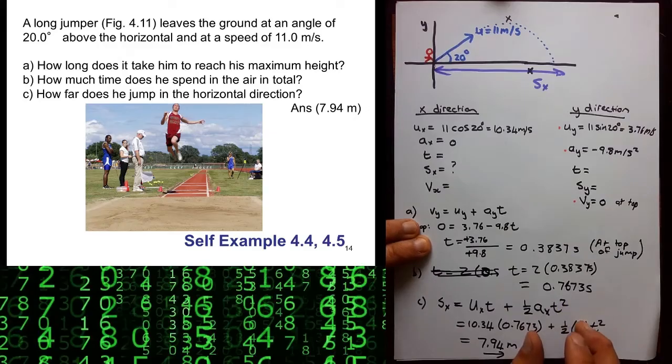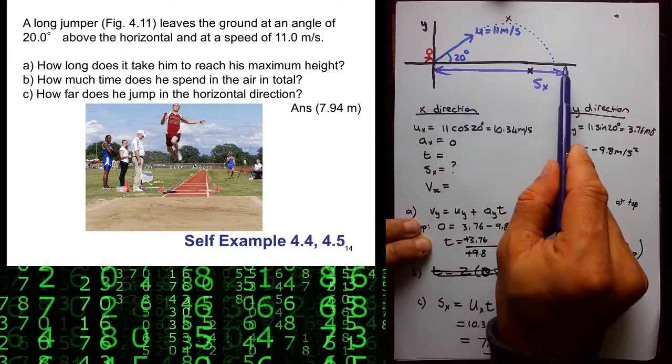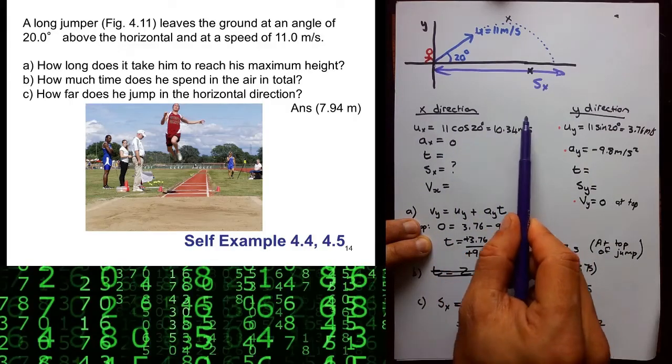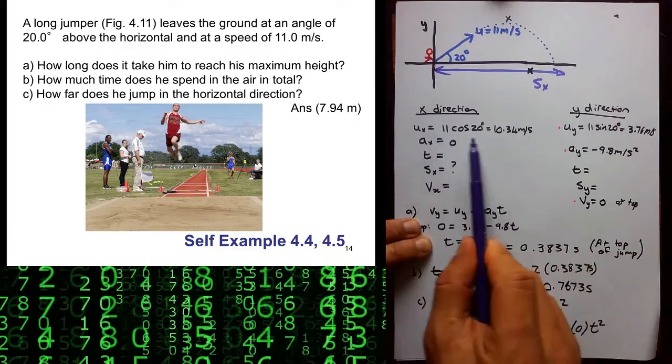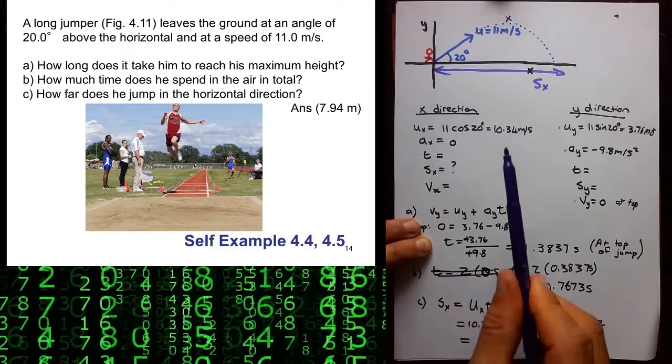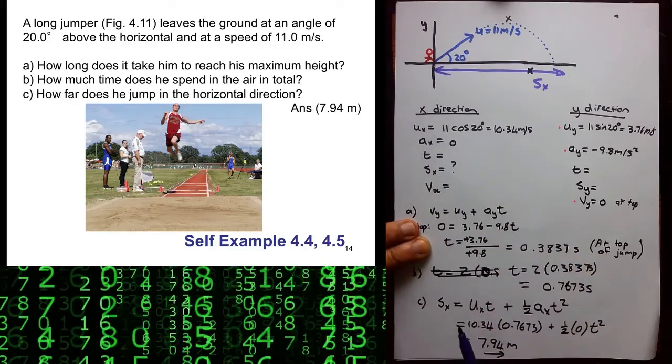0.7673 seconds, and the whole time while he was in the air, he's moving at constant speed in the x direction. So his speed in the x direction is simply given by this x component here. So the total distance he travels is going to be his speed multiplied by the hang time, which then gives us this answer. Of course, the second term falling away because the acceleration in the x direction is 0.